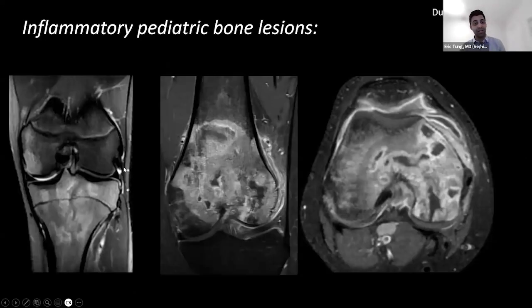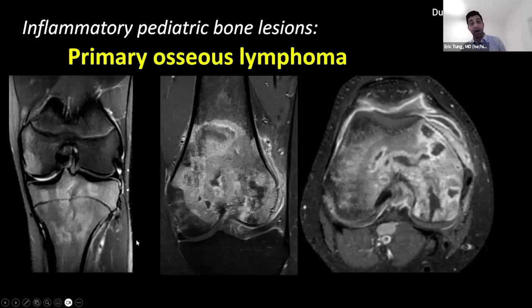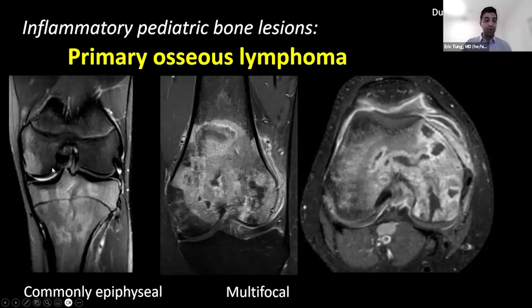Another inflammatory bone lesion here. This is quite ugly looking. We can see in the proximal tibia and the distal femur that we have this lesion that's present within the epiphysis as well as the metaphysis, and this is primary osseous lymphoma. But lymphoma in bone can result in surrounding edema-like signal as well. In children, these are commonly epiphyseal. They may be multifocal, where in this case, we have a proximal tibial lesion, but also one in the distal femur here.